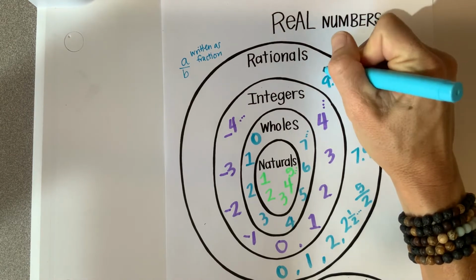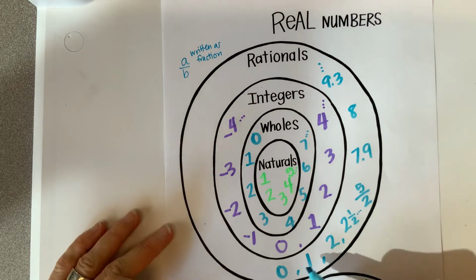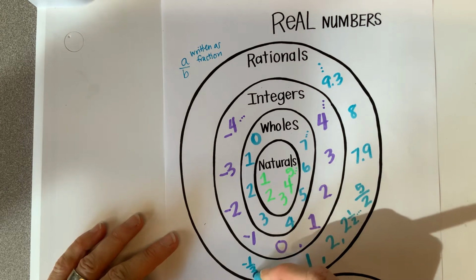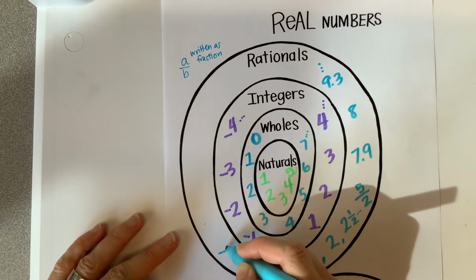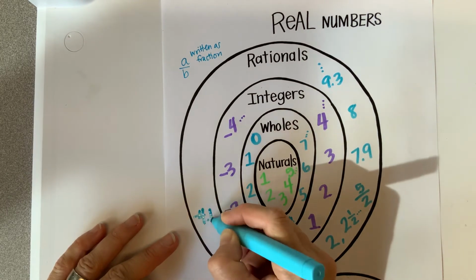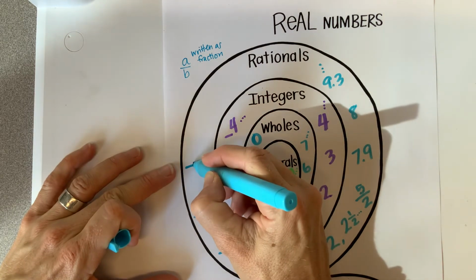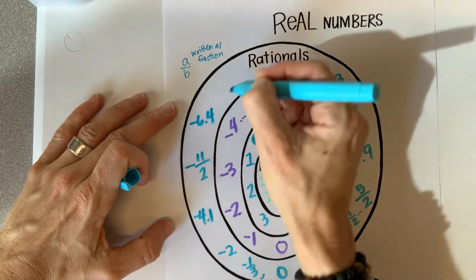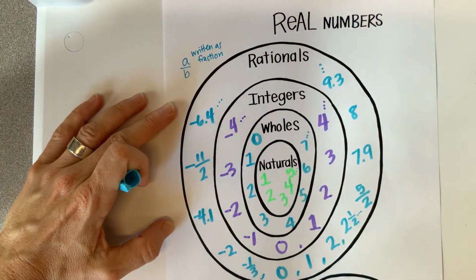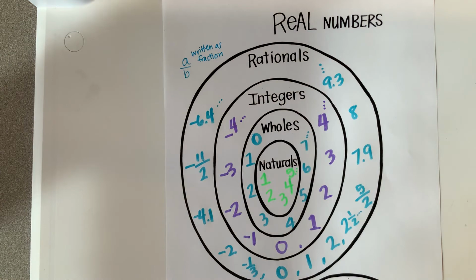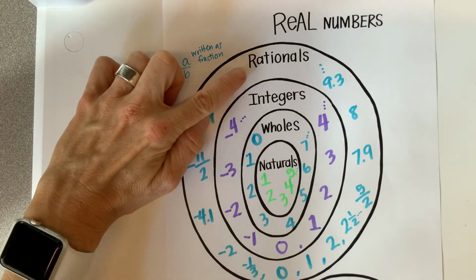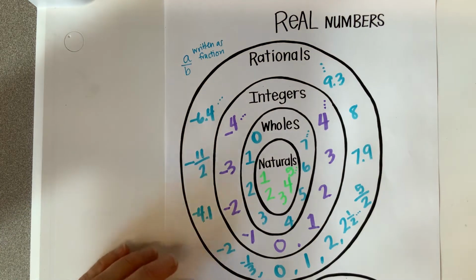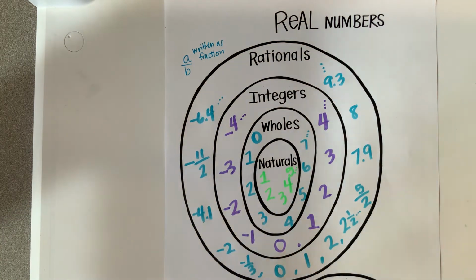So rational numbers and their negative opposites. So all the same applies on this side. So negative, let's say -1/3, -2, -4.1 is a rational number, -11/2 is a rational number, -6.4, and so on and so forth. They keep going. So for rational numbers, you just can remember that it can be written as a fraction or a decimal.